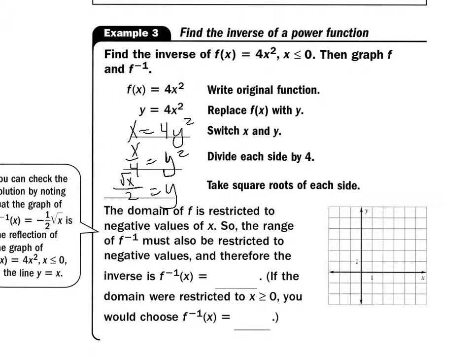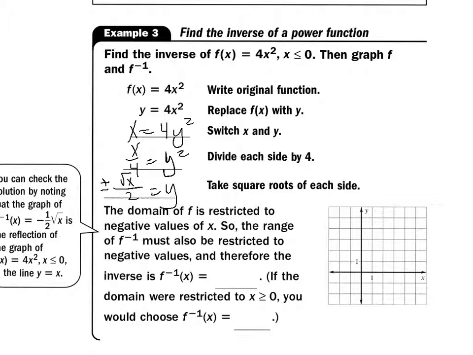Now, this is an even function, so I'm going to put plus or minus here on the outside. Because when I draw the square root sign, I have to put plus and minus. Now, the graph of this is kind of weird and it's a little bit confusing. So we're not actually going to graph this.